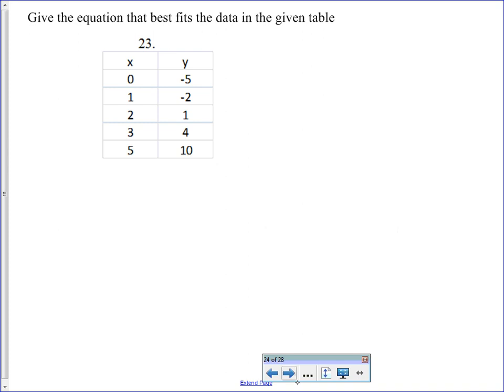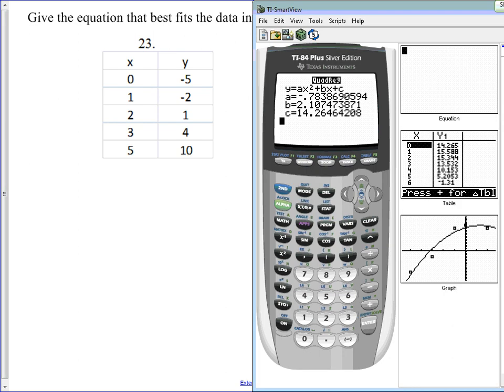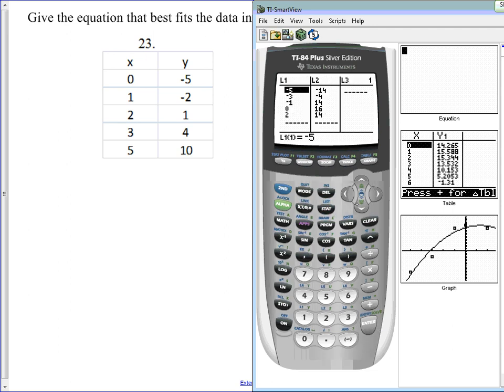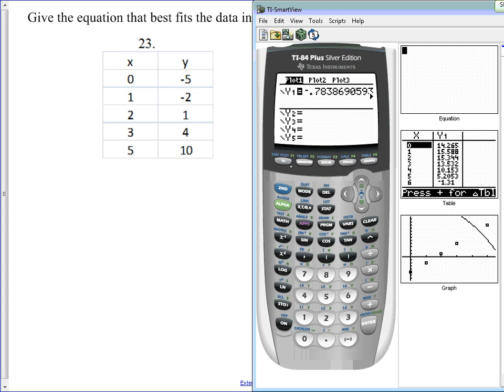All right, so now we have another data set, and we do the exact same thing over. So first thing we're going to do is put the data in the calculator. So stat edit: 0, 1, 2, 3, 5, and then -5, -2, 1, 4, 10. And then stat plot is still turned on, so we're just going to go zoom, stat, and whoop, my old line is still in there, so let's clear that out.